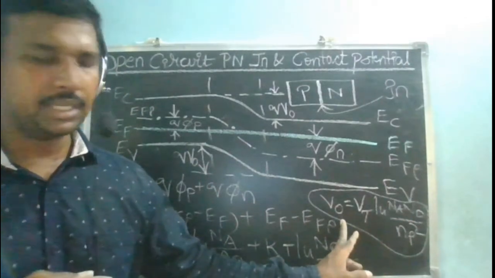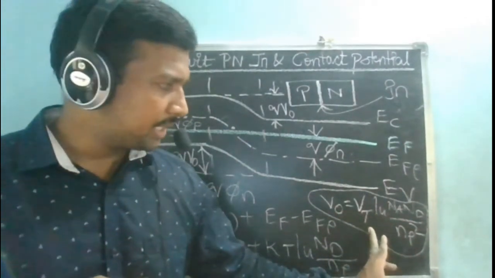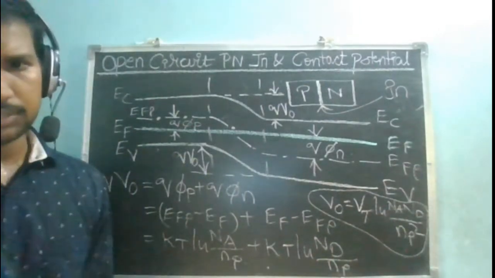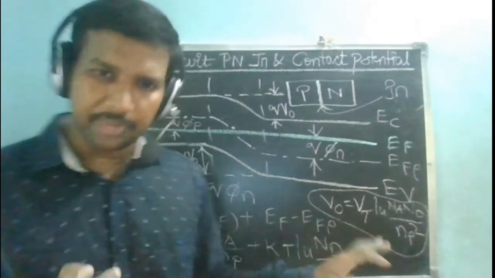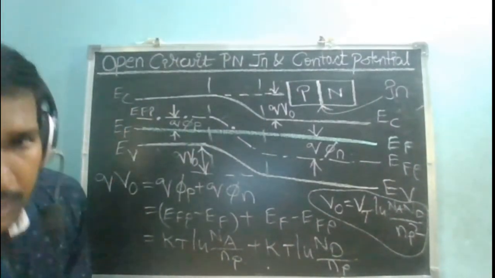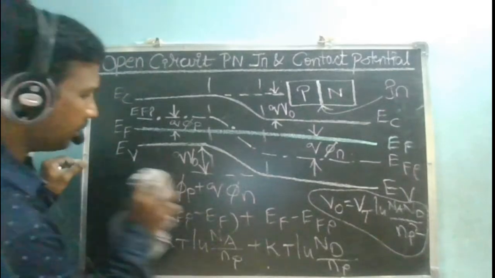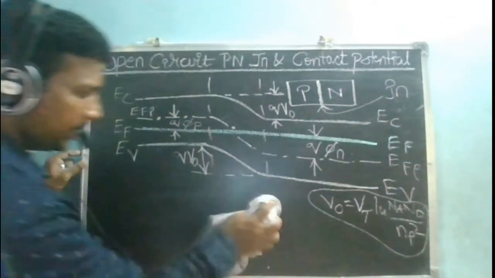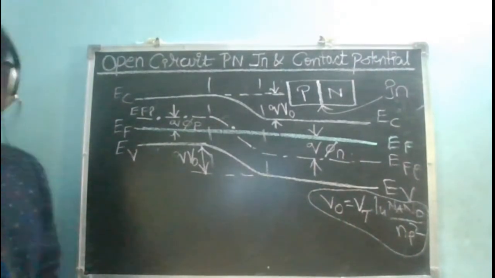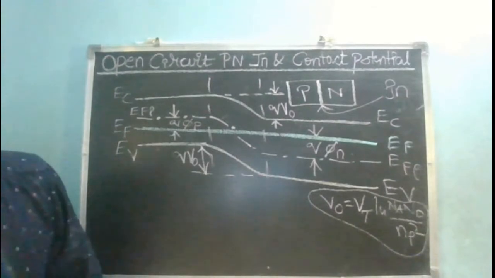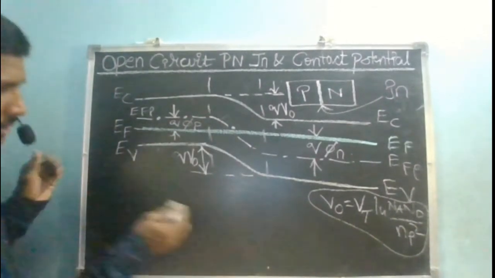Just practice once again so that it will be very easy for you to understand. V naught is equal to Vt ln Na Nd by Ni square. People normally stop at this formula, but don't stop here. We'll continue with one or two equations, which will give more insight into this built-in potential. I'll make things much more elaborate and give two more equations.